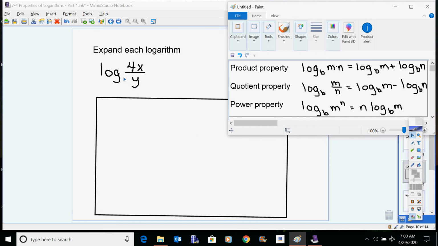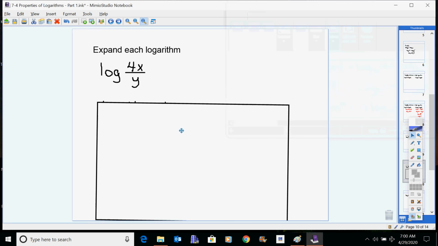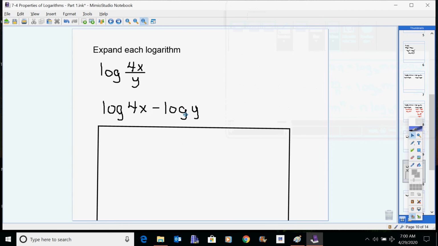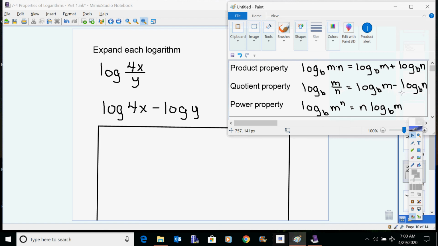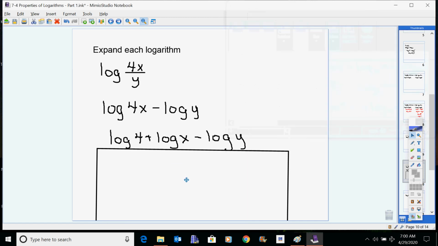So here we have a log. Remember, there's a hidden base 10 here if we don't have a base on it, so we can just remember that. So we have log of 4x minus log of y. That's our pattern. The minus comes from the fact that you've got this quotient here. Then this one's as simplified as it can get, but if you look at just this piece, we have a product. We have a 4 and we have an x. So I can break that down into log of 4 and log of x.